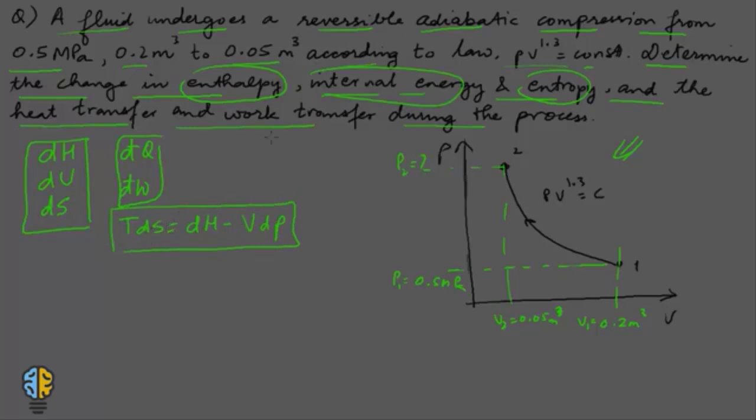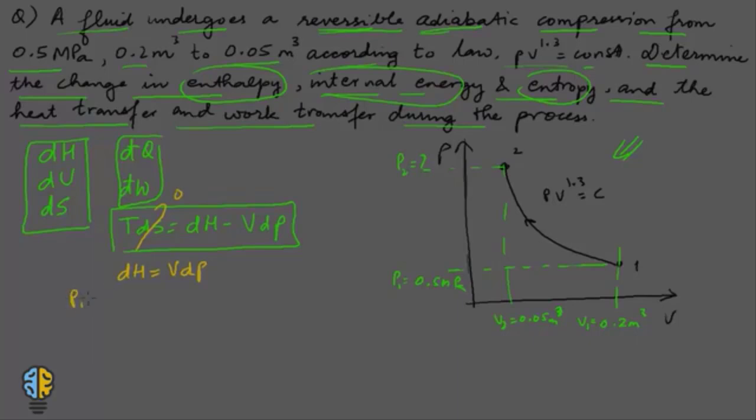And this is a reversible adiabatic process which is undergoing in a closed system. Because it's a reversible adiabatic process, if you remember the concepts in the entropy generation in closed and open systems, it has to be an isentropic process as well. So dS becomes 0. So this would give us dH is equal to VdP.